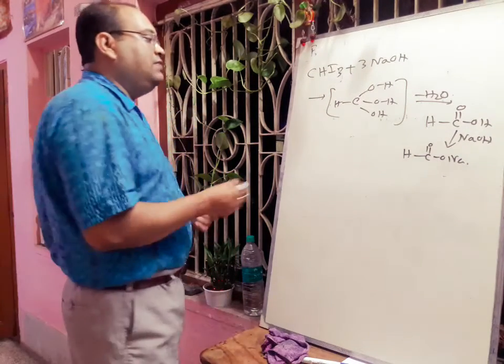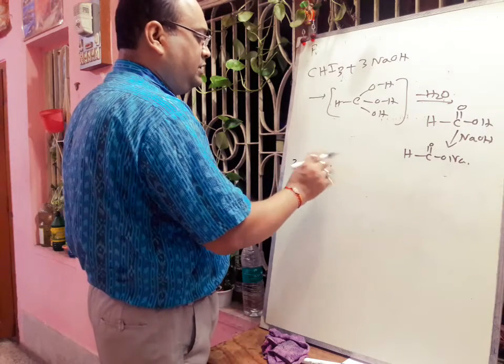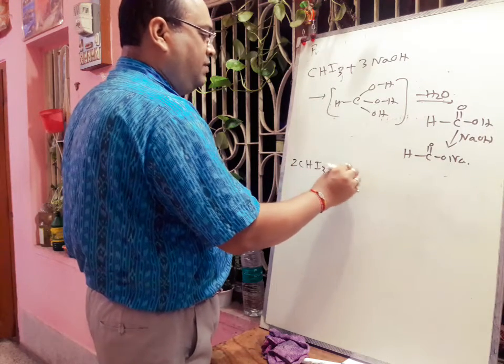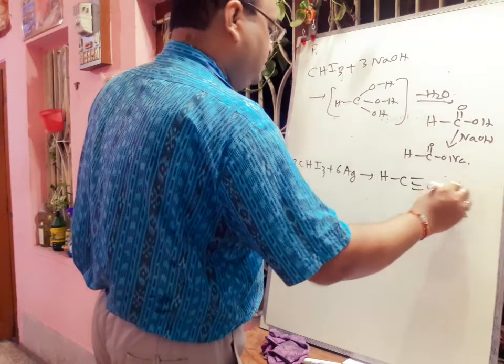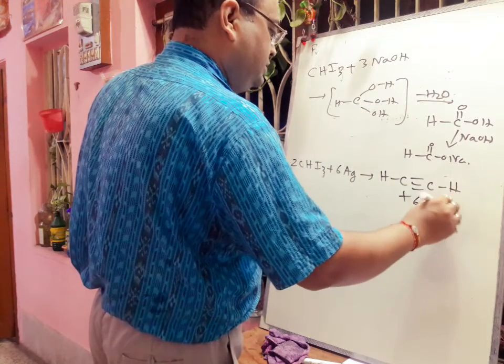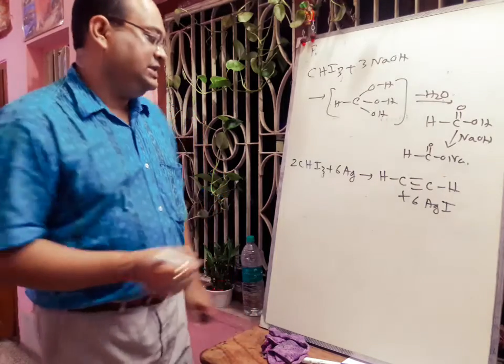Next, reaction with silver dust. Same type of reaction, CHI3 will react with silver forming acetylene plus 6 silver iodide.